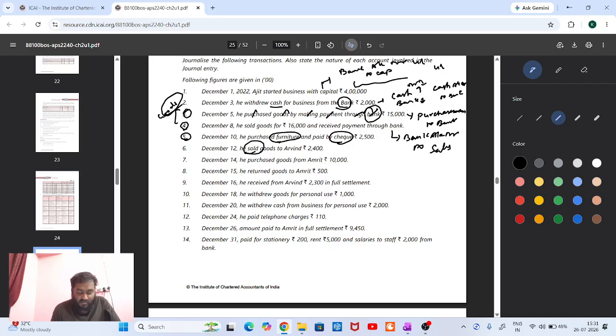Same, he sold goods to Aravind. Okay, this is where the complication comes. What is the entry here? Aravind is a debtor. If there is a name, and if it is paid by the bank, we say bank account debit.